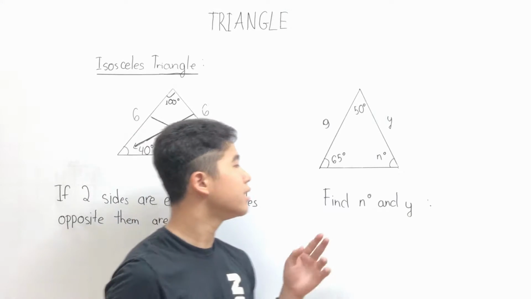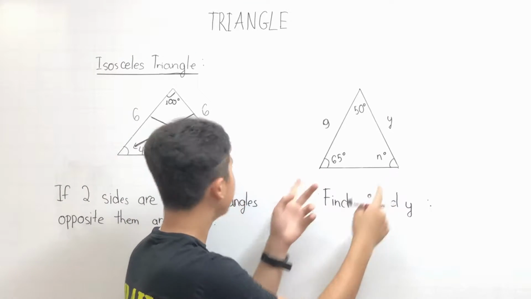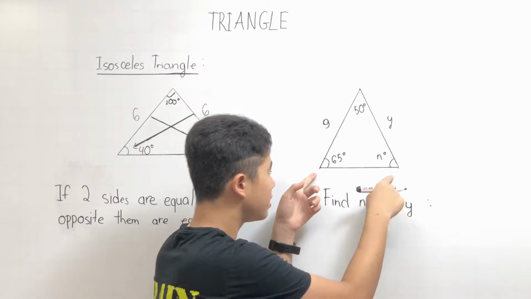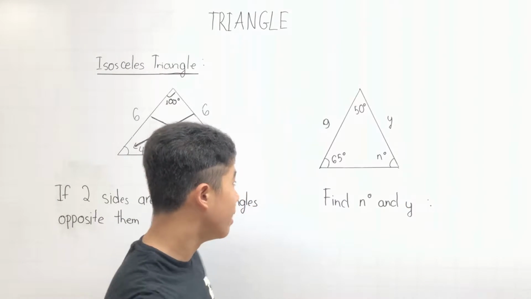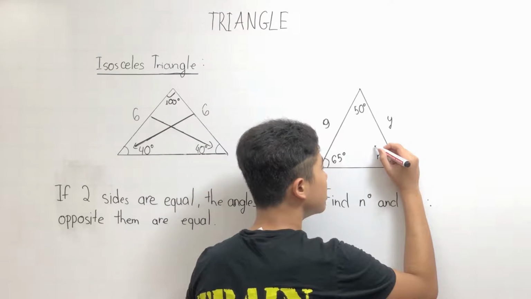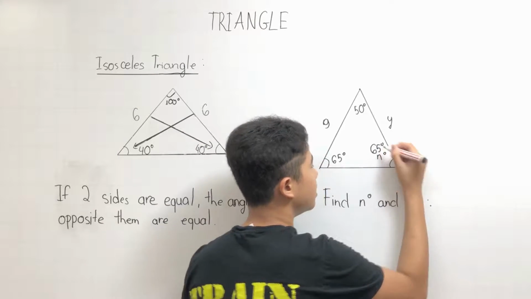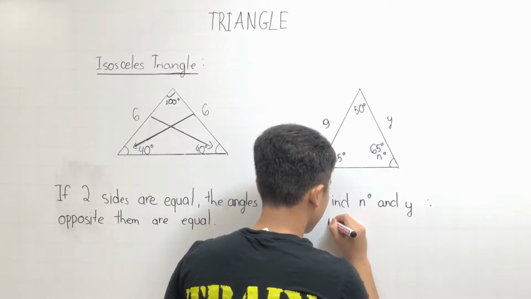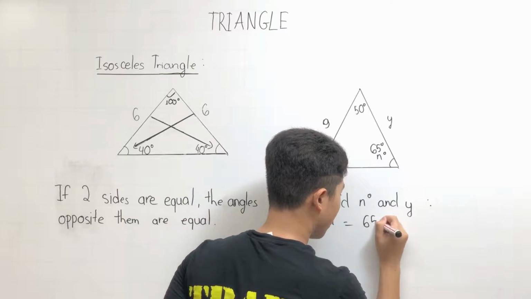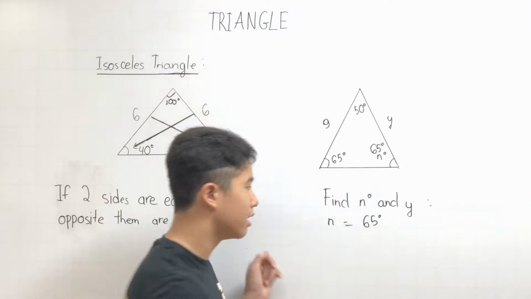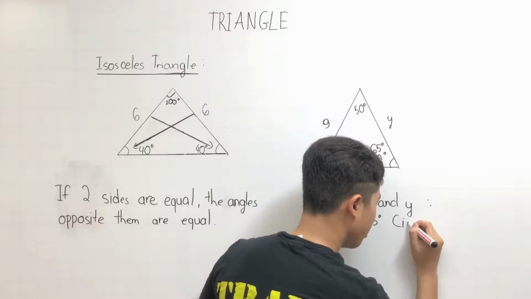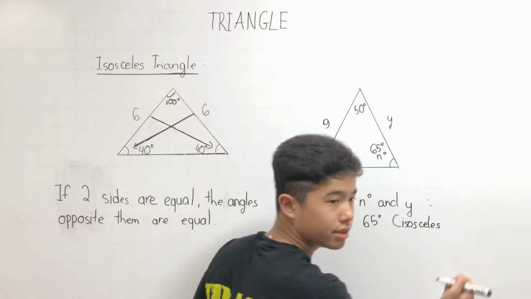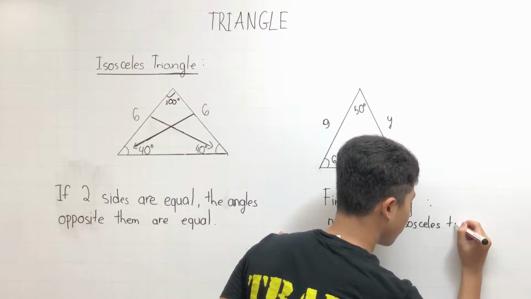Got it? Yes. The angle right here, because this is an isosceles triangle, must be the same as this angle. So this angle must be 65 degrees. So N must be 65. Why? Because isosceles triangle. You must write this statement in the exam because it's really important.